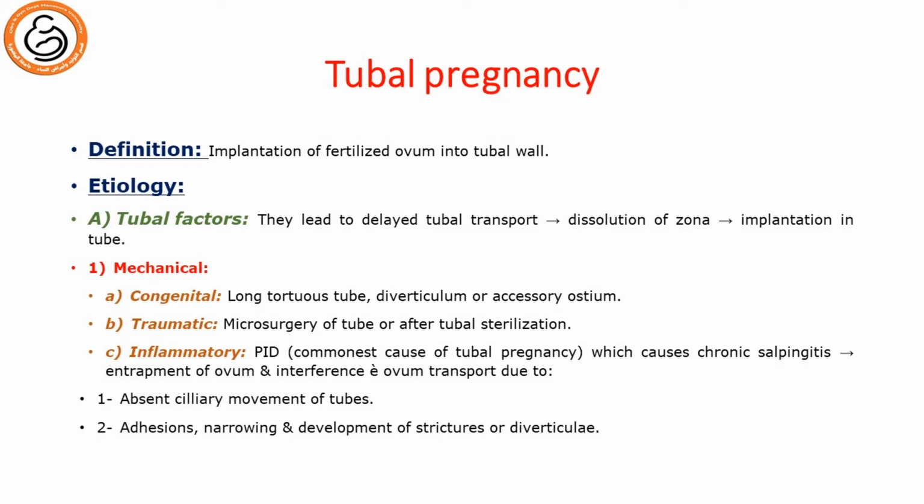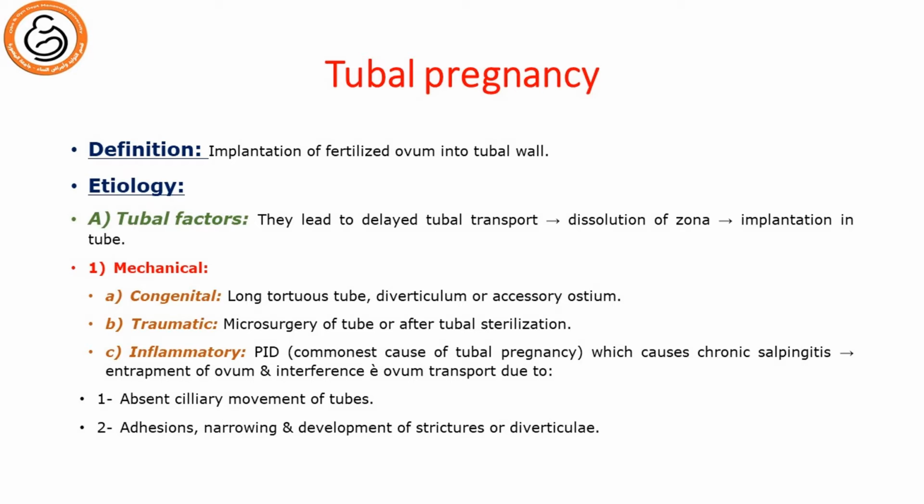We'll start to discuss the commonest type, which is tubal pregnancy. By definition, it's implantation of a fertilized ovum into the tubal wall. Causes related to tubal pregnancy include causes in the tube, tubal factors. They lead to delayed tubal transport with dissolution of the zona and implantation of the formed zygote into the tube.